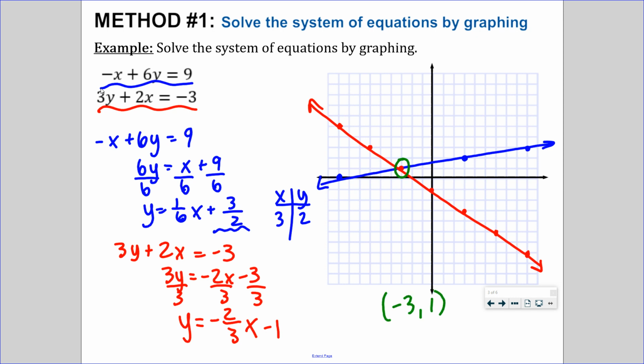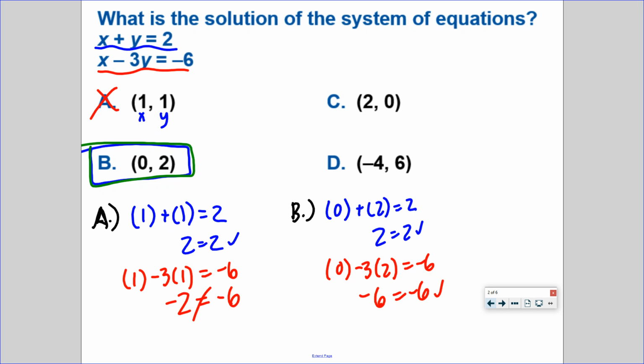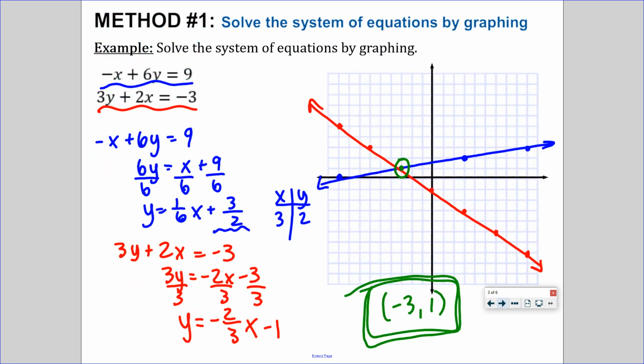So if you were taking an assessment and I said, what's your answer? This is your answer. That's your solution to that system. Negative 3, 1. It's a point that lies on both of those lines. It's a point that's a solution to both equations. How could we check our answer? Plug them into both, just like we were just doing. Plug it into both equations and it should work in both. I would highly recommend doing that, especially when you're taking a quiz and you're doing it algebraically. You can check by plugging them back in. You'll get 9 = 9. You'll get negative 3 = negative 3.